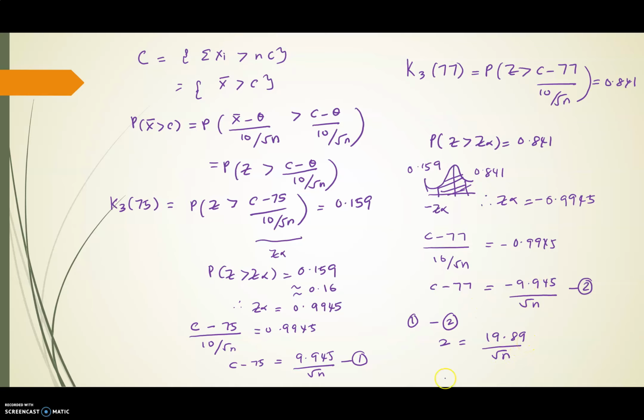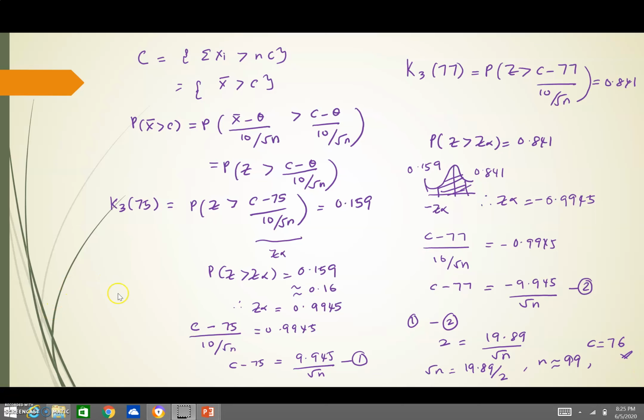So we compute n: square root of n is 19.89 divided by 2, and then n will be approximately 99. So using n, substitute in either equation 1 or equation 2, then we will get our C value equal to 76. So in this case, for the third test, we have a large sample size where n equals 99 and also a large critical region, where the value C equals 76.